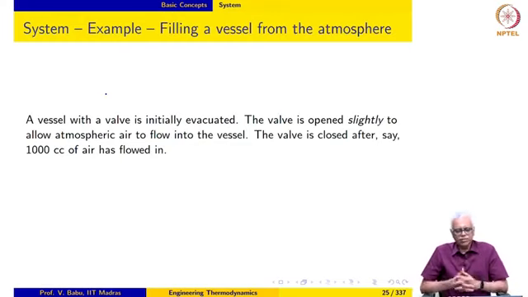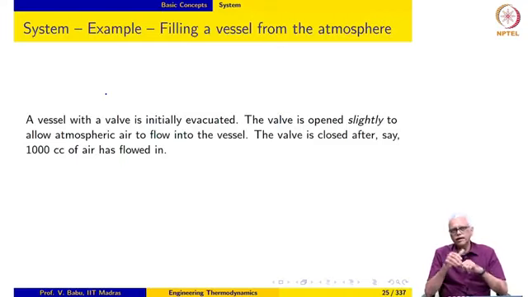So here in this example we are doing the opposite of just what we did just now. So in the balloon example we were inflating a balloon from a vessel filled with high pressure air. In this example we have an initially evacuated vessel and we are trying to fill it with the air from the atmosphere. Okay. So we open the valve slightly, as I said before, opening the valve slightly ensures that the process takes place slowly with sufficient resistance, and the valve is opened slightly and closed after a certain amount of air, let us say 1 liter of air has flowed inside the cylinder.